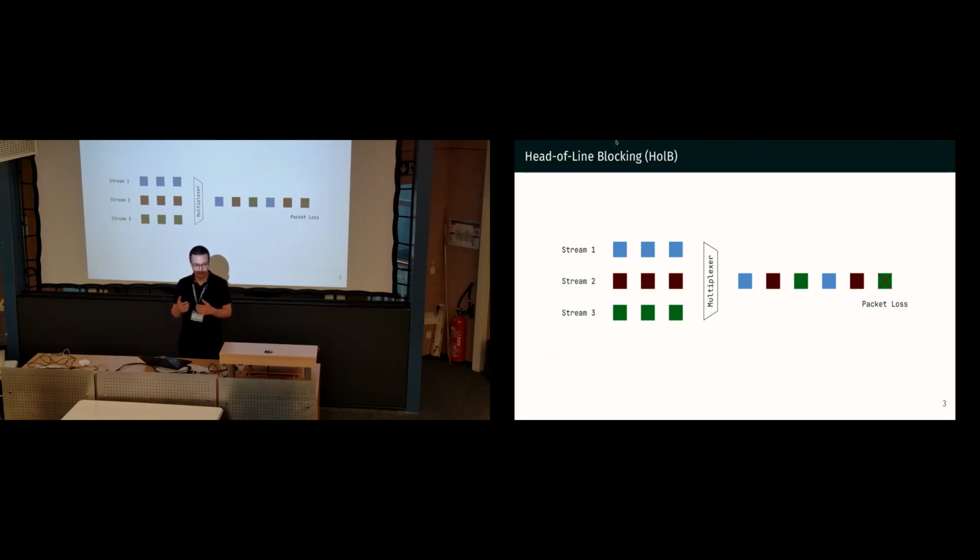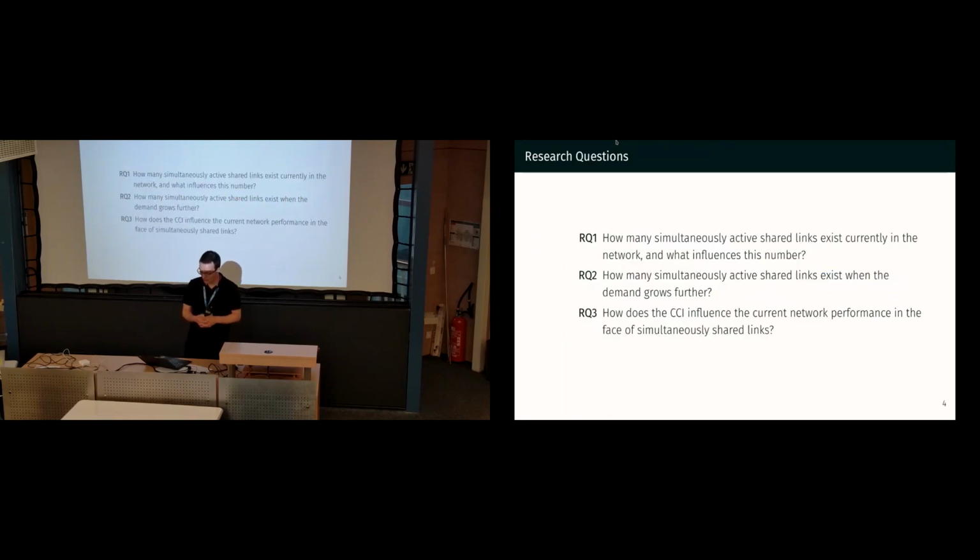There are already solutions in Tor to solve the head-of-line blocking or the cross-circuit interference, but there was a gap in knowledge about how many shared links there are in Tor. So our research questions were: first, how many simultaneous active shared links exist currently in the network and what influences this number? Second, how many simultaneous active shared links exist when the demand grows further, and how does the CCI influence the current network performance in the face of simultaneous shared links?